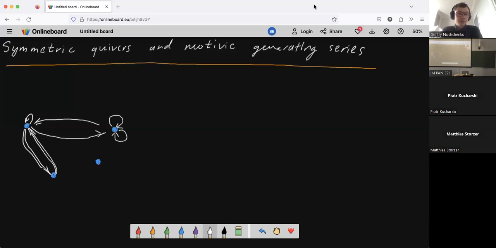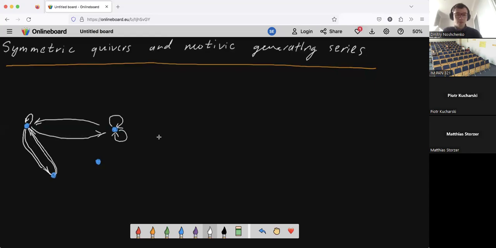So the starting point, symmetric quivers. You can just think of it as a collection of nodes and arrows, such that the number of ingoing arrows equals the number of outgoing arrows. So here is an example. Can you see my pointer, by the way? Yes, I guess you can. So here you have a quiver with 4 nodes, which are denoted by blue. And we also allow for loops. And the number of loops can be arbitrary.